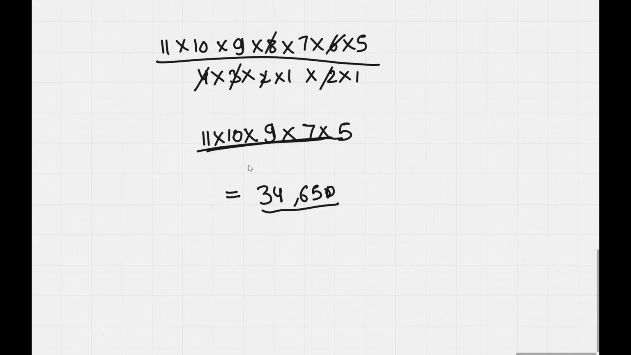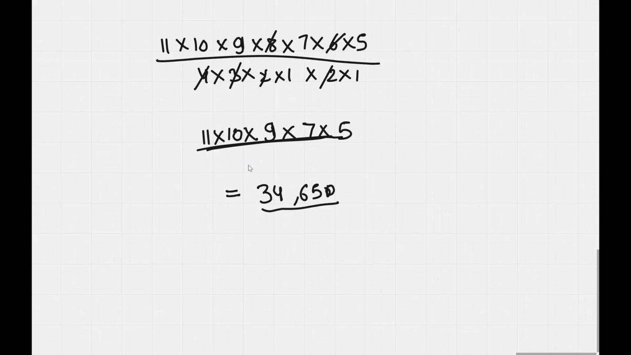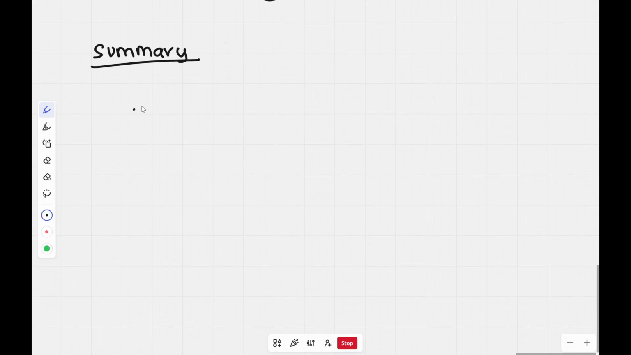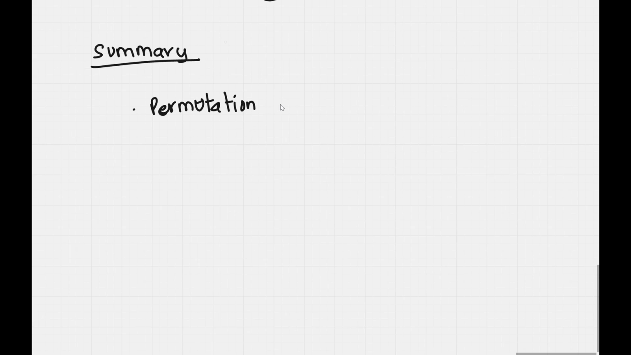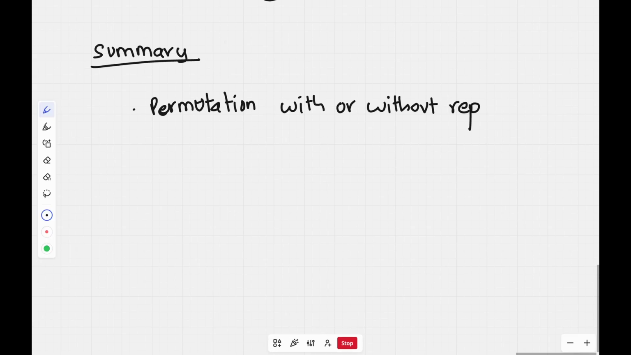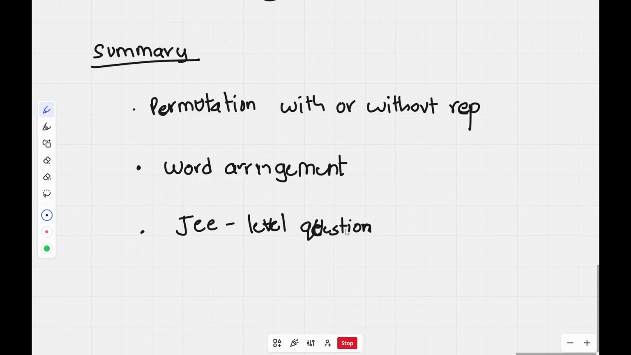So that is it for today. Now let's move to our summary and take a recap of our video. For our summary, we learned about permutation, what is permutation, and learned permutation with and without repetition. I'll write repetition here in short. Next, we learned about word arrangements, again with and without repetition, and then we solved some JEE level questions. It was only one JEE level question, but yeah. So this was it for today.